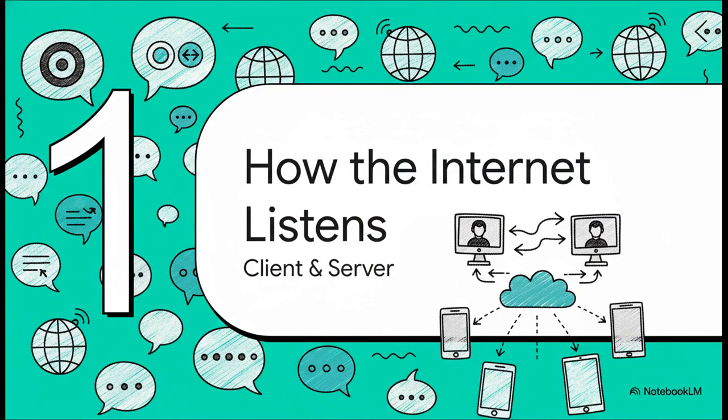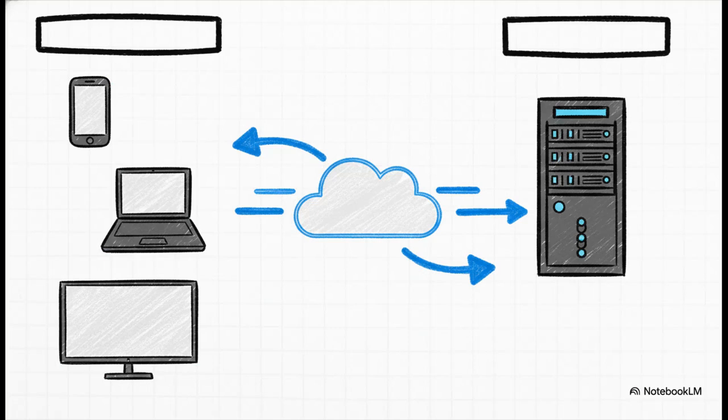Okay, so first things first. Before any video can start playing, a conversation has to happen. It's really the foundation of, well, everything on the internet. And it's happening billions of times a second, all around us. Think about it like this. Your phone or your laptop, that's the client. It's asking for something. And somewhere else, maybe thousands of miles away, there's a really powerful computer called a server that has what you want. The internet, that's just the line they use to talk to each other.